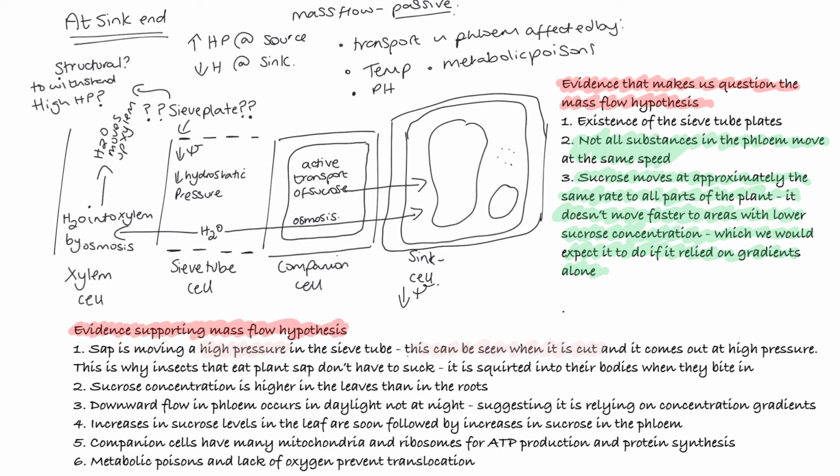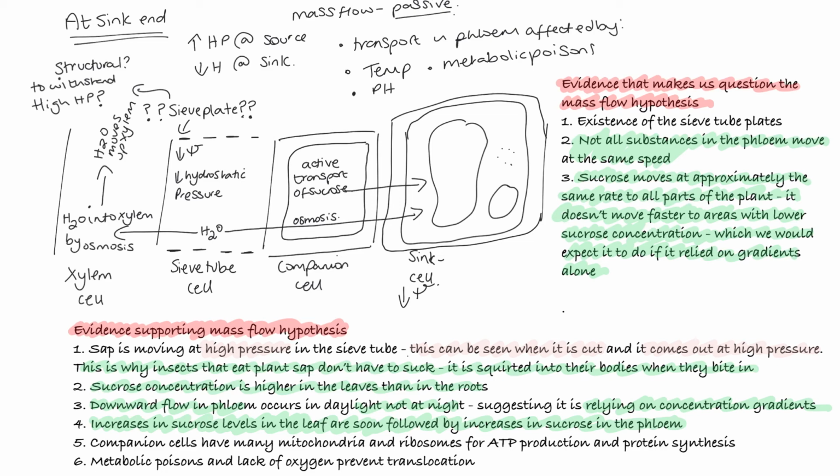We also can see that there is a concentration gradient. The concentration of sucrose is higher in the leaves than it is in the sink. Also, we see the downward flow in the phloem occurring in daylight, but not at night, suggesting that it relies on this concentration gradient, so it's only occurring when the sugars are actually being produced. We also see that when you have a lot of photosynthesis occurring in the leaves and you produce a load of sucrose, just a short while later, you'll see an increase in sucrose in the phloem, demonstrating that it's being moved from the leaves into the phloem.